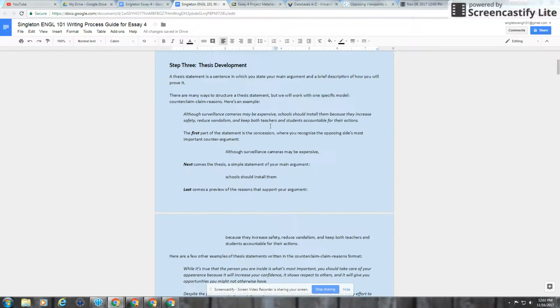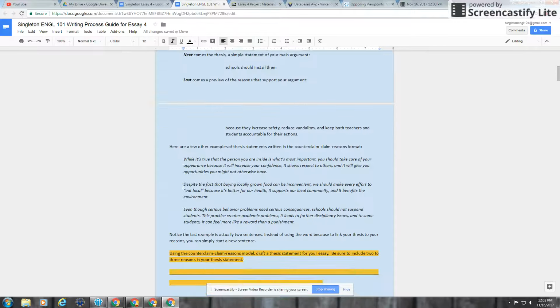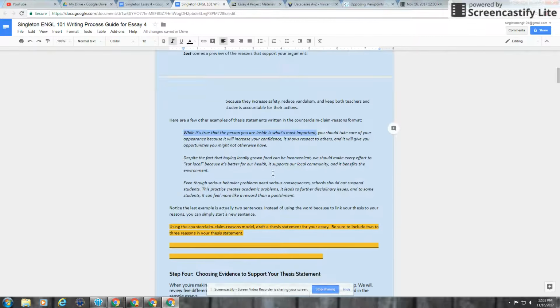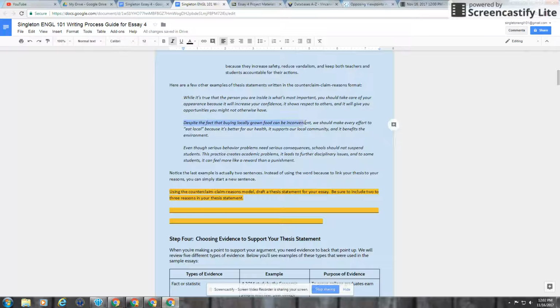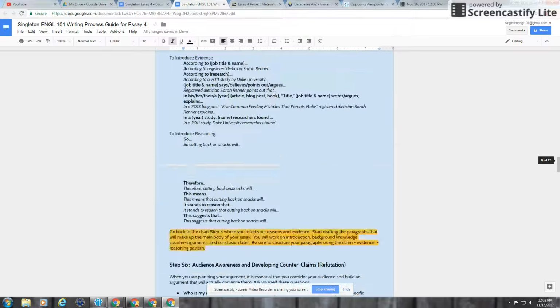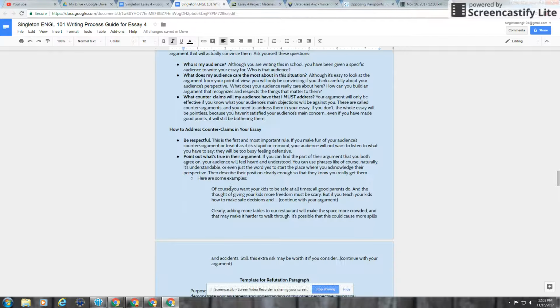and where you've written your counterclaim, like although surveillance cameras may be expensive, while it's true the person you are inside is what's most important, despite that buying locally grown food can be inconvenient. For that reason, we're going to actually develop an entire paragraph about that counterclaim.